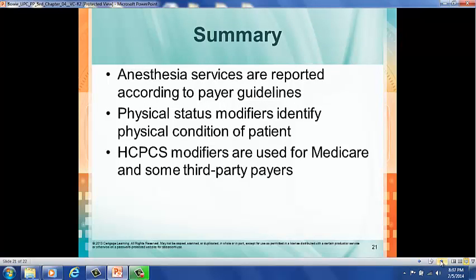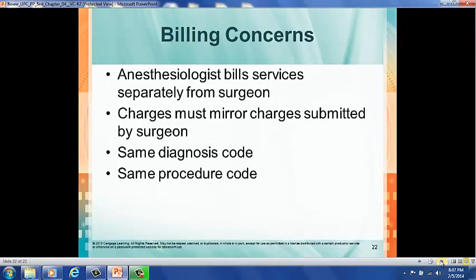So in summary, anesthesia services are reported according to payer guidelines. Physical status modifiers identify the physical condition of the patient, and HCPCS modifiers are used for Medicare and some third-party payers. Anesthesiologists bill services separately from the surgeon, and charges must mirror charges submitted by the surgeon. It needs to be the same diagnosis code and the same procedure code.